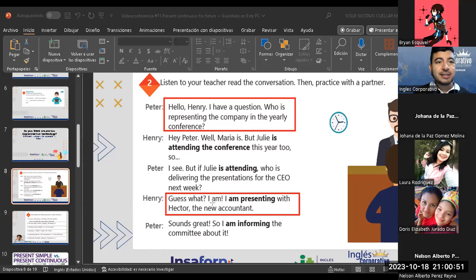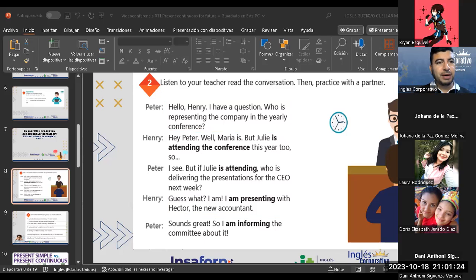Veamos la siguiente. Guess what? I am presenting with Hector, the new accountant. ¿Verdad? En lugar de decirlo rápido, por ejemplo, guess what? I am presenting with Hector, the new accountant. Entonces, I have noticed that in some academies, they are focused on fluency, but not on the correct intonation and pauses. A veces veo que en algunas academias, principalmente para call centers, se enfoca mucho en la fluidez, quieren que lo digan rápido, pero no con pausas. So in my opinion, pauses are very important because that reflects how secure you are. Las pausas representan la seguridad que ustedes tienen. Entonces, si utilizamos las pausas, aparte que ustedes van a respirar mejor, van a tener cierta seguridad, ¿verdad? Y van a sonar súper genial.